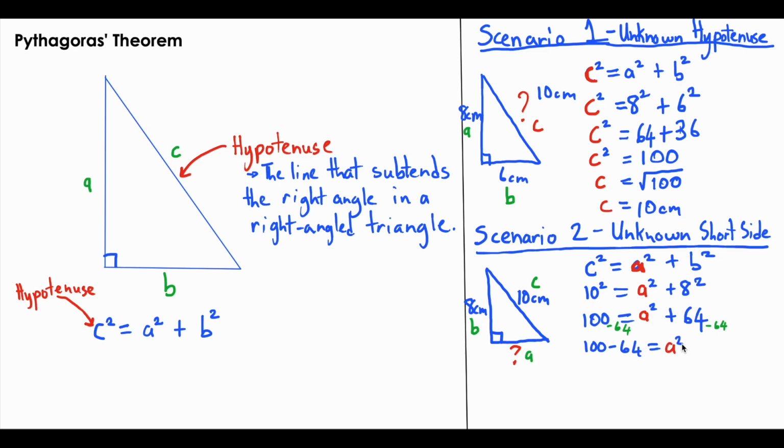But check this out now. 64 take away 64 is what? 0. So that is no longer there. So I'm just left with a squared on this side. Do you see how I got the a squared by itself?